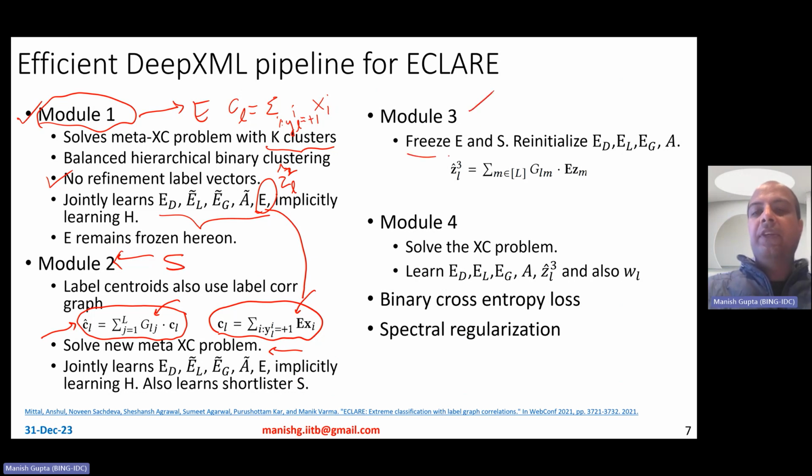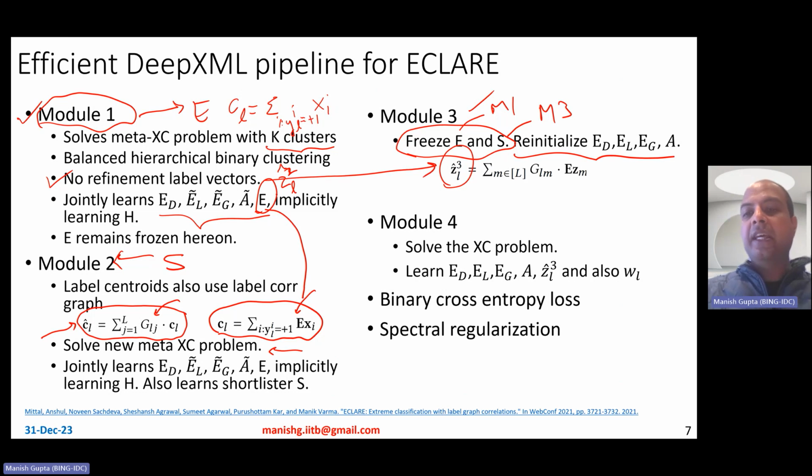Now in module 3, you basically freeze E and S. E learned from module 1 and S learned from module 2. Of course, you reinitialize everything else. And you also initialize the refinement label vectors, which you had ignored in module 1, but you initialize them using the embedding matrix. So using the embedding matrix, you take the Z representation, the label text representation of each of those labels. You multiply by G_M, of course, considering all the neighbors M for a label L, and that gives you your initialized embedding Z_L3.